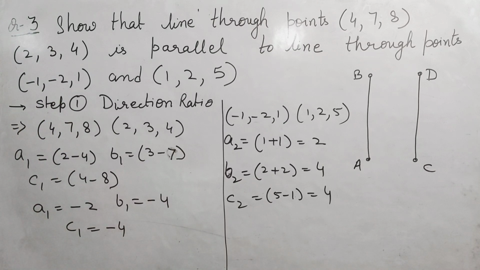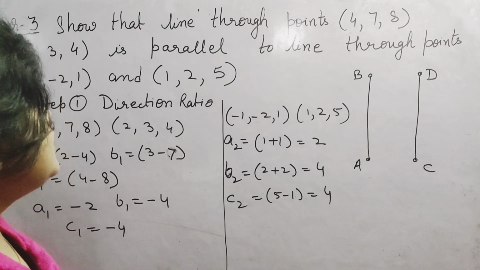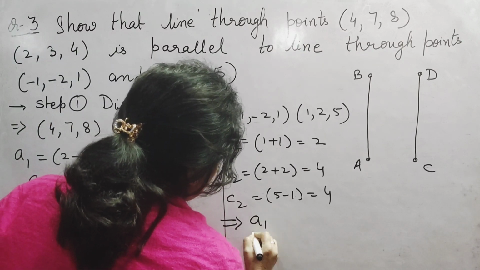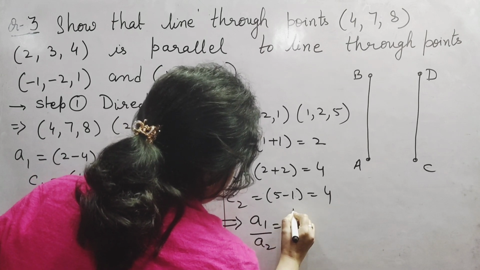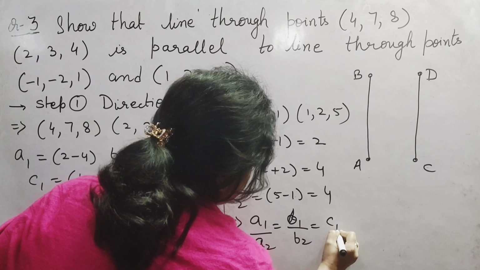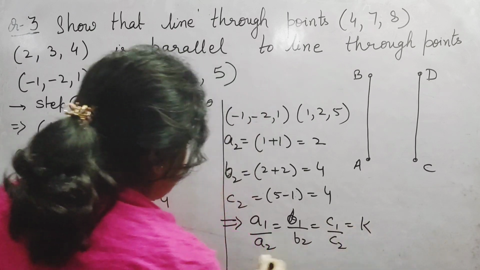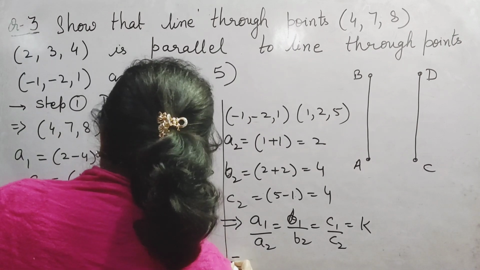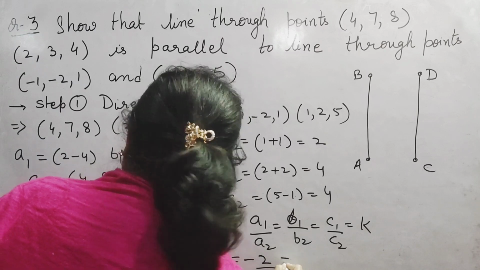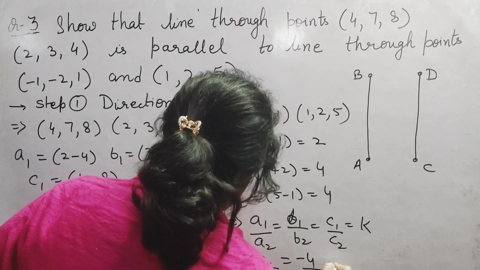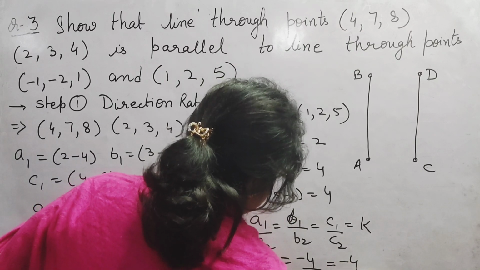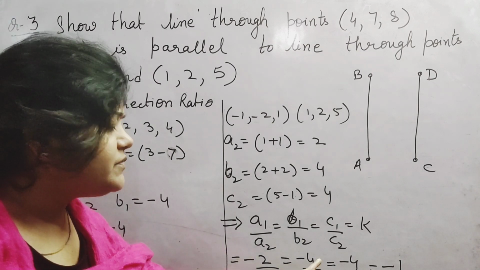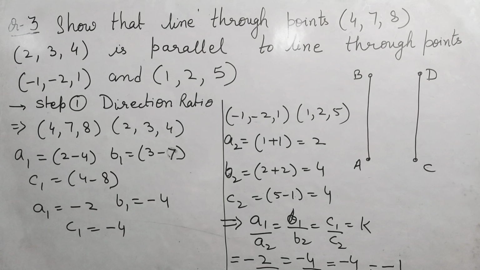Now when the two lines are parallel, then what is the relationship between direction ratios of the two lines? The relationship between them is that A1 upon A2, B1 upon B2, C1 upon C2 is a constant value. That means that when we take the ratios of the direction ratios, they are constant. Now we find the ratio. We have minus 2 over 2, here minus 4 over 4 and here minus 4 over 4. That means we have the same common ratio of minus 1. So these two lines are parallel to each other.